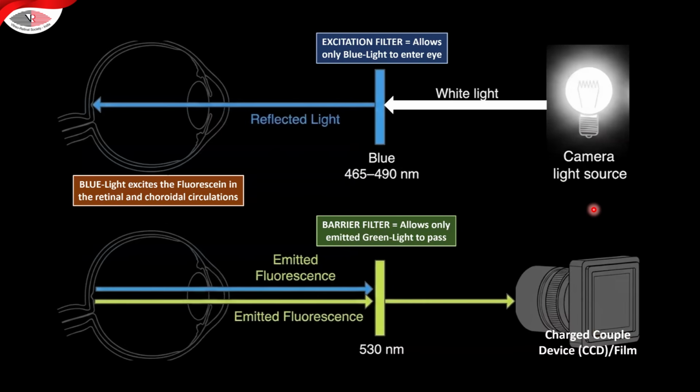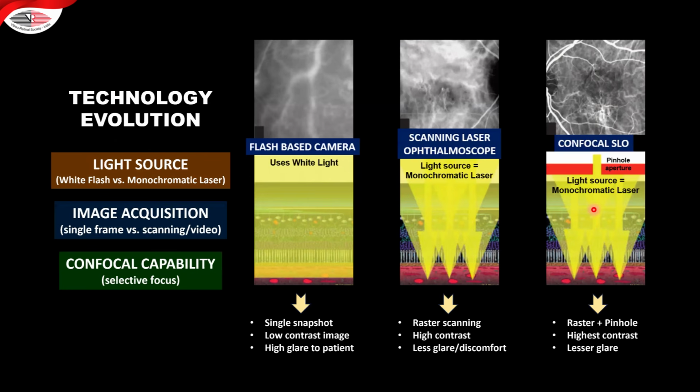So how does this happen? Basically, white light enters the eye, so we put a blue filter, which is 490 nanometers, which blocks the white light, and then the blue light goes in. And when this light comes out, there is a barrier filter which is green, which is 530 nanometers. And then the emitted fluorescence which comes out of it is captured on a device, which could be a film or a CCD, whatever, which is what comes through as fluorescence.